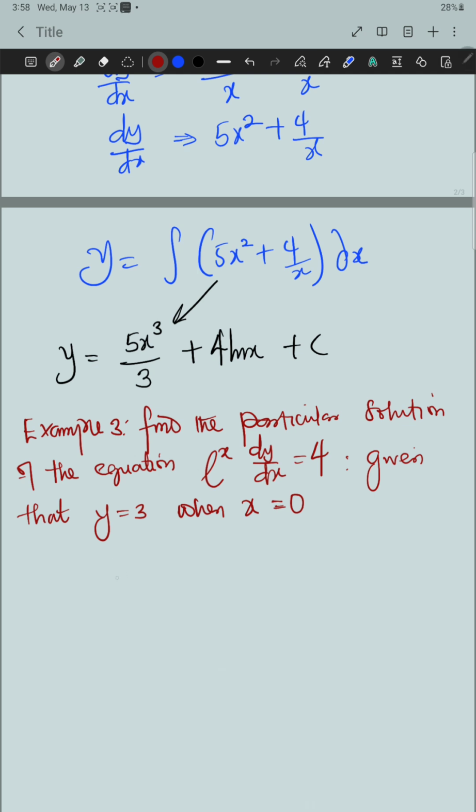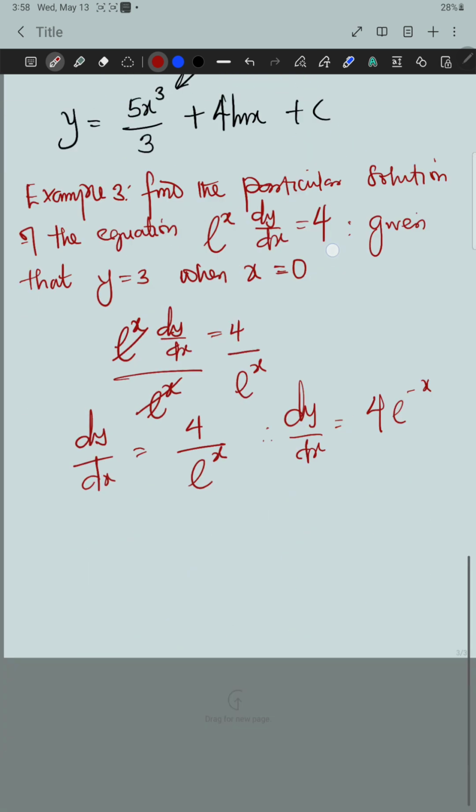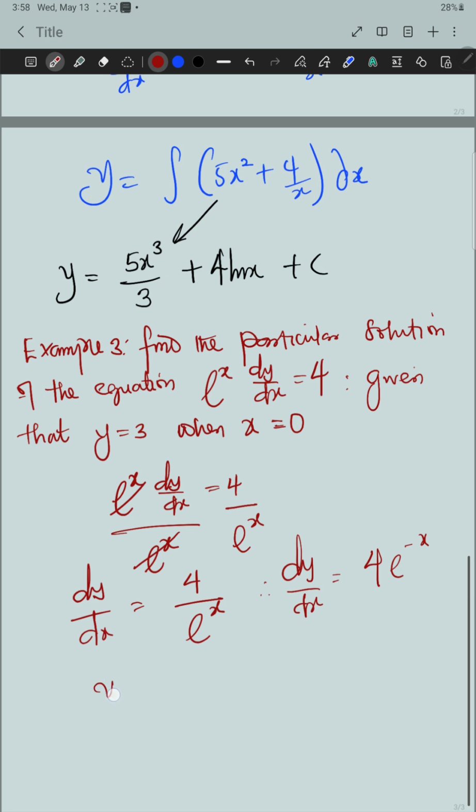All right, so according to what I said earlier, you have e to the power of x, dy over dx is equal to 4. Let's divide through by e to the power of x. E to the power of x, e to the power of x, this cancels this. So we have dy over dx is equal to 4 divided by e to the power of x. Interesting. And so we have that dy over dx is equal to 4e to the power of minus x. Is that not? All right. So let's take the integral of both sides.